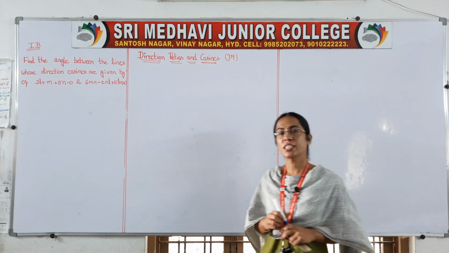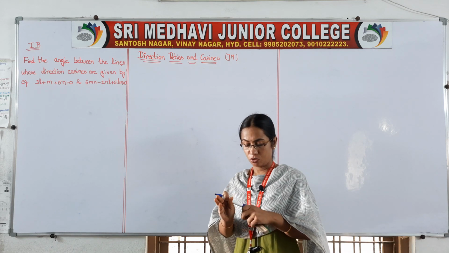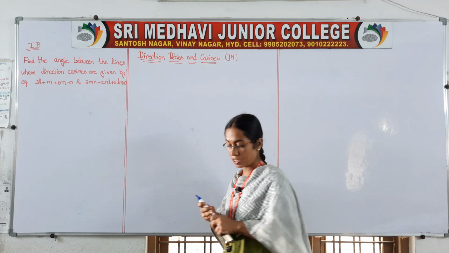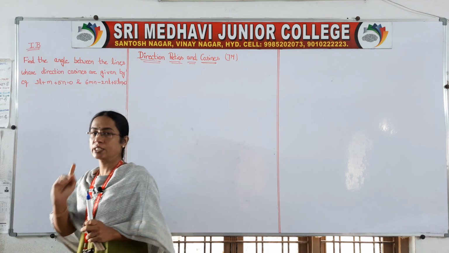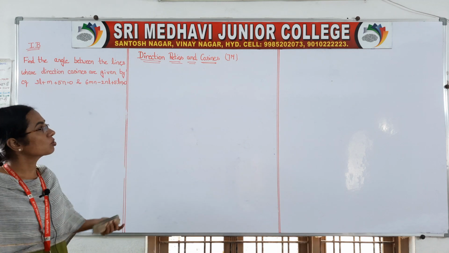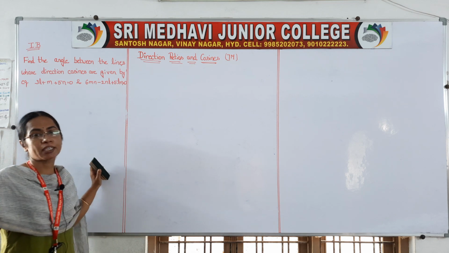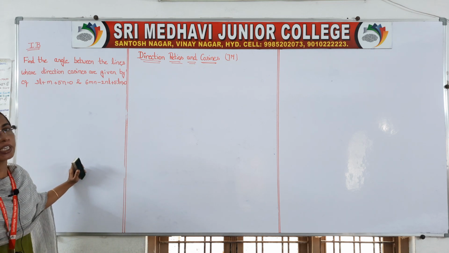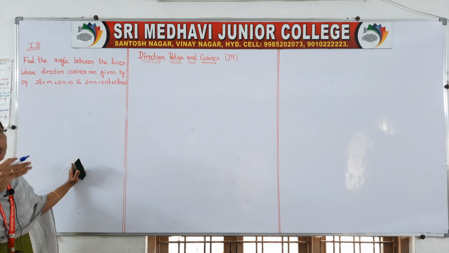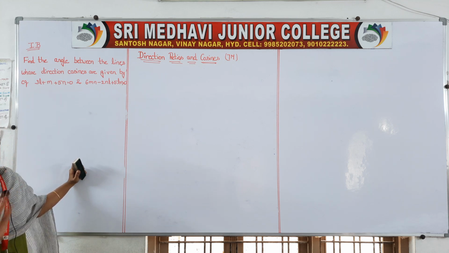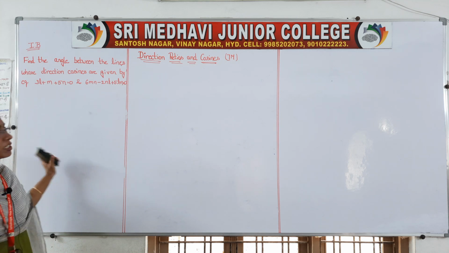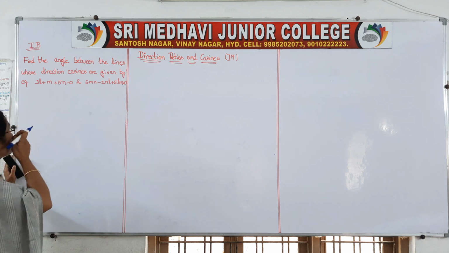So we will solve one 7 marks problem. From direction cosines and direction ratios we are having only a 7 marks question, right? So no need to practice any other problems, okay? From the blueprint we know that we will have one 7 marks question from direction ratios and direction cosines. So now come to the question.